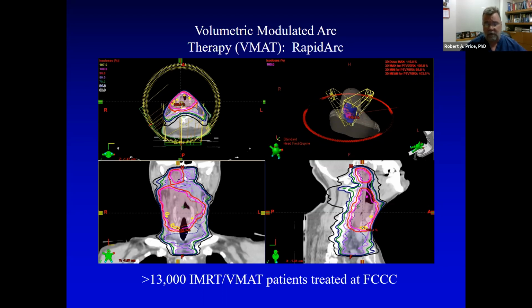We've now treated over 13,000 IMRT and VMAT cases at Fox Chase. So hopefully we will teach you a great deal about these two modalities.